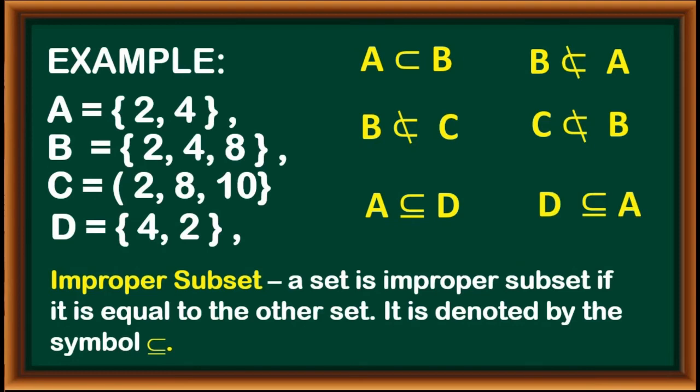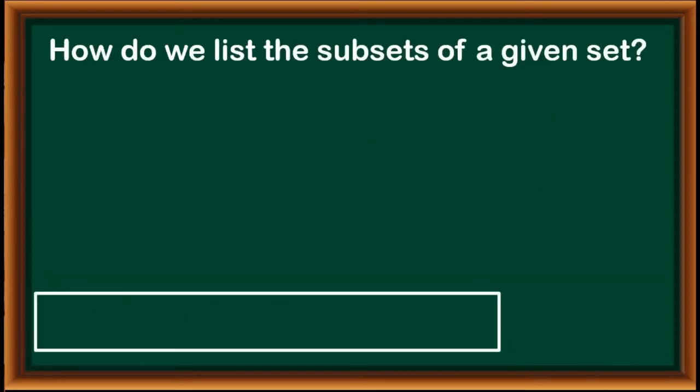How about D and A? So, if we interchange this, it's the same. D is also a subset of A. Why? As I said a while ago, their elements are equal. Okay, how do we list the subsets of a given set?